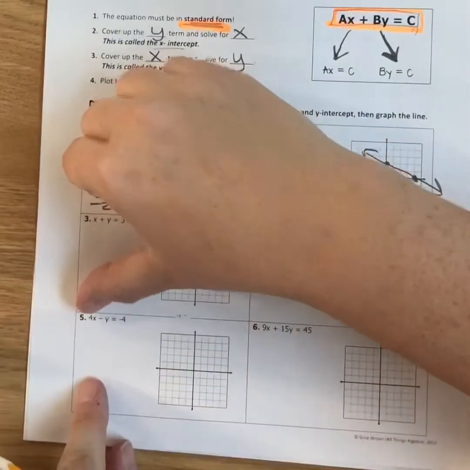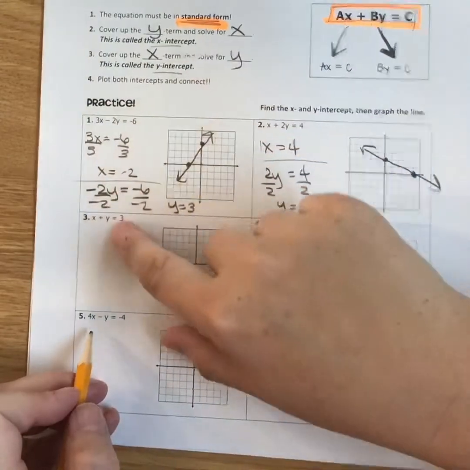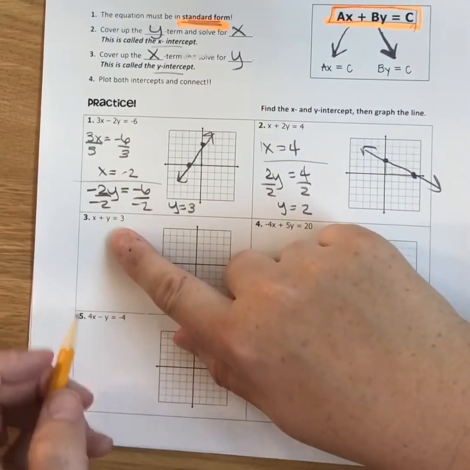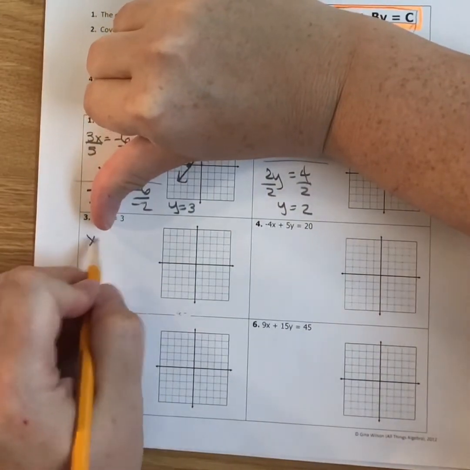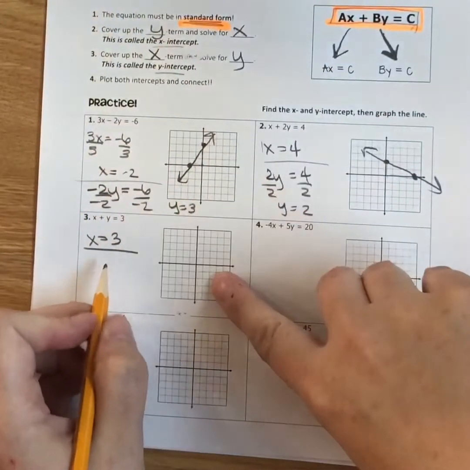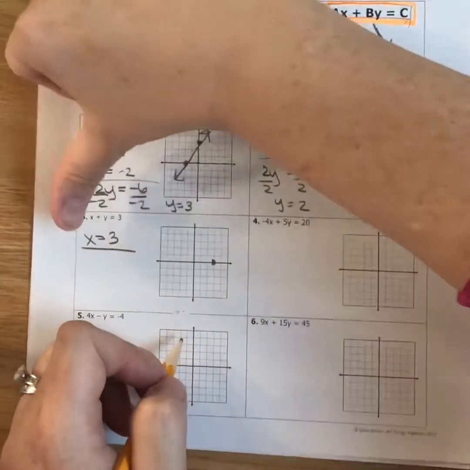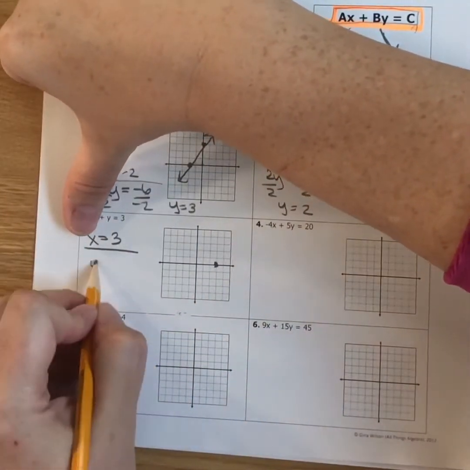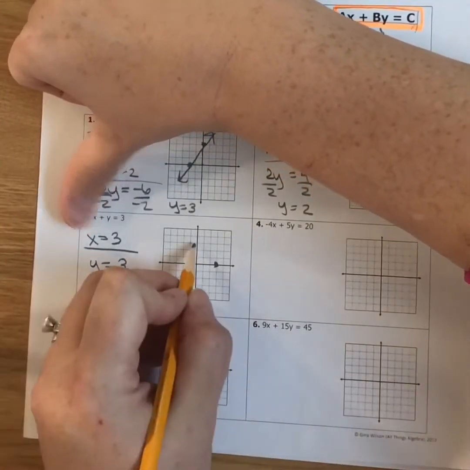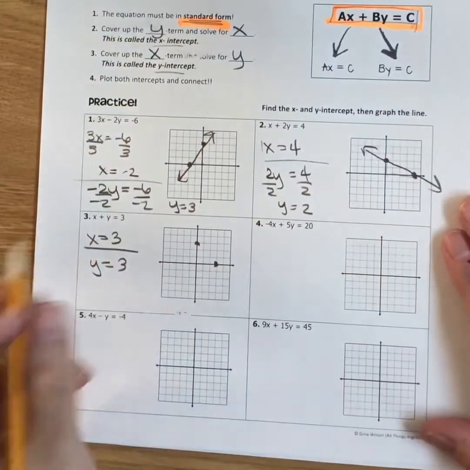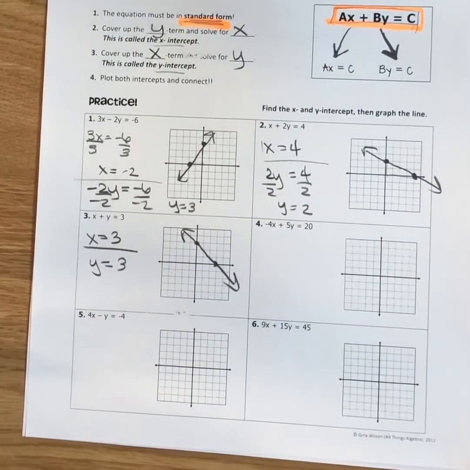Okay, let's do number 5. So actually, let's do 3 and 5, because sometimes the easiest problems get people really confused. So if I cover up the y, I just get x equals 3. Well, there's nothing to solve, so I just put my x-intercept on positive 3. Well, when I cover up the x, I get y equals 3. There's nothing more to solve there because I already have a 1y, so I put my y-intercept at positive 3, and then boom, there's my graph.